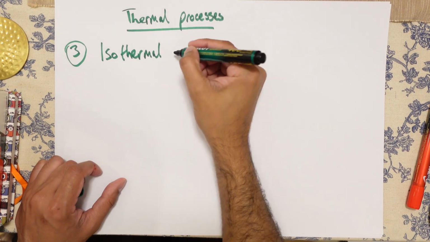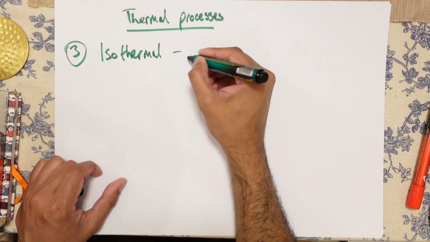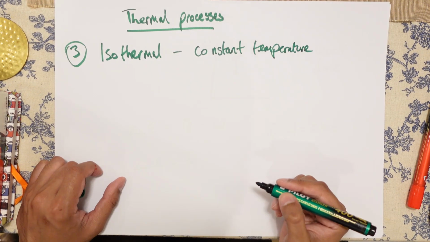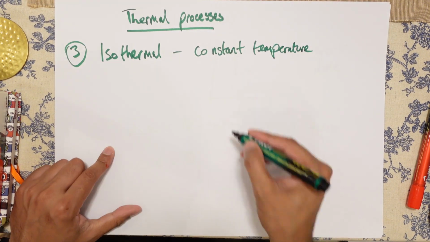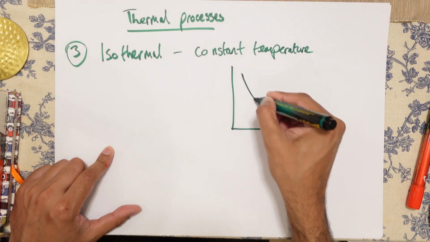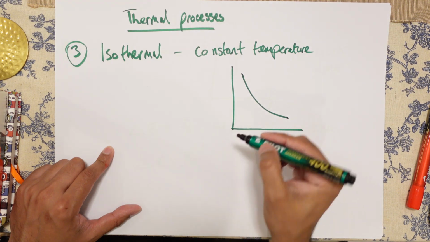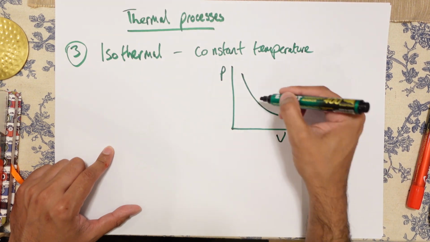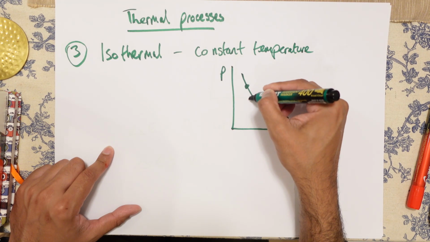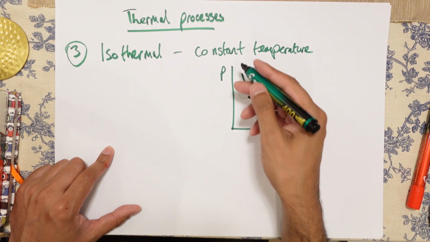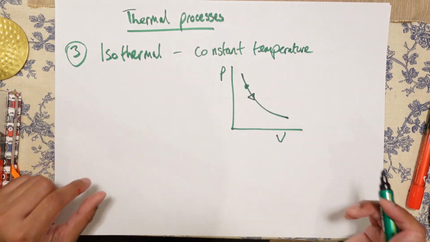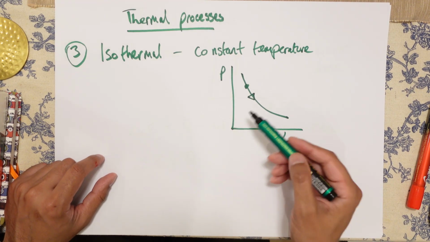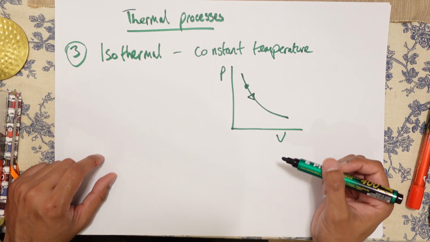Our next one is isothermal, which basically means constant temperature. If you remember back to your Boyle's law, you remember that the graph for Boyle's law goes a little bit like this, where you have P and V. Essentially, your thing is going downwards in that direction, your cylinder gas thing. Okay, P1 V1 is equal to P2 V2.